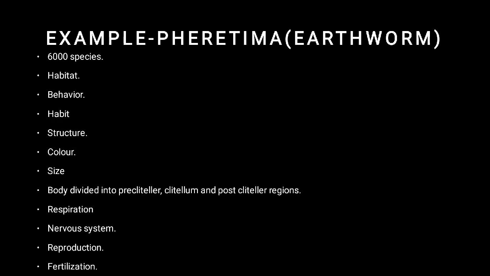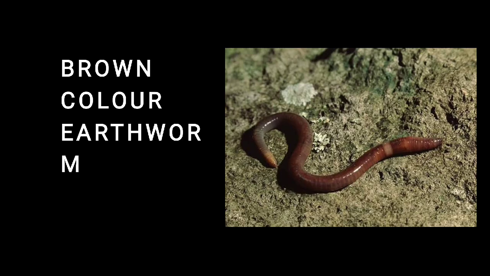Respiration takes place through their moist skin. The nervous system is simple and ganglionated. Although earthworms are hermaphrodite, they undergo copulation for exchange of spermatozoa. Fertilization is internal but development takes place in the cocoon. The male genital pores are present in the 18th segment, one on each side, whereas the female genital pore, a single median opening, is present in the 14th segment.